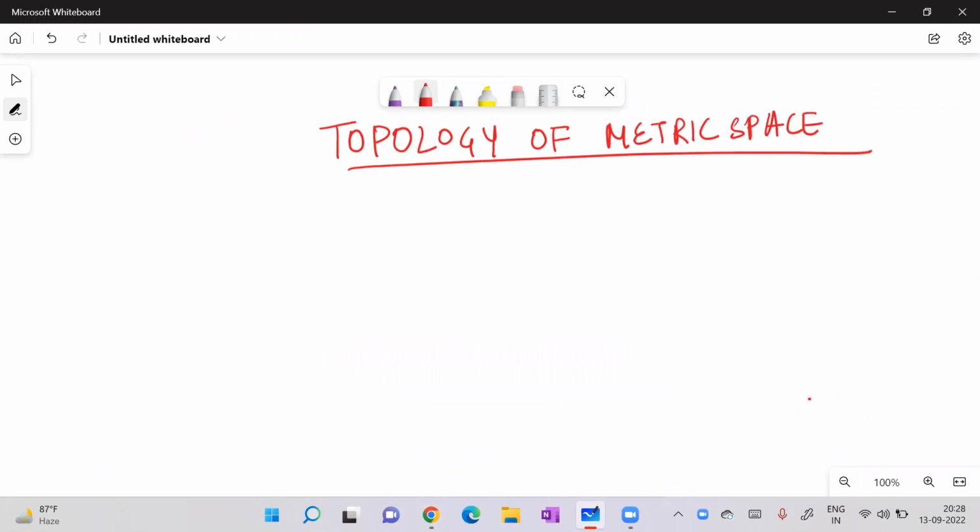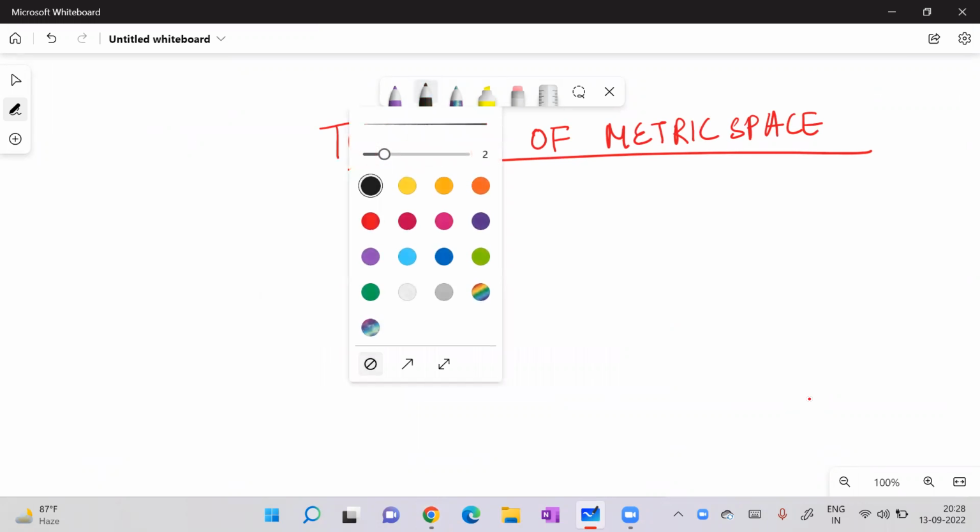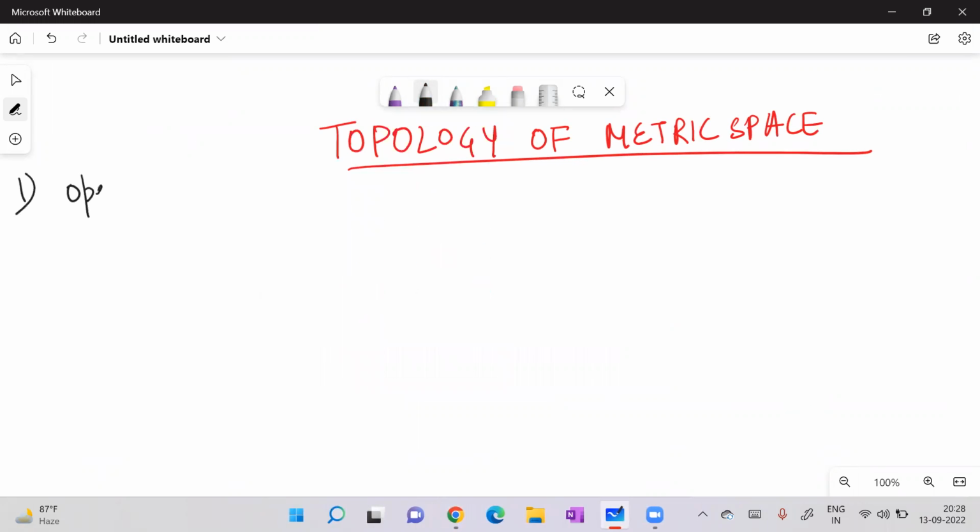Today we are starting with the topic topology of metric spaces. It is a topic in BSc Honors Mathematics in 5th semester. Okay, let's begin with the topic. In the introduction of this topic, we have two important definitions. First is an open ball and next is a closed ball. So let's first write down the definitions of open and closed ball.